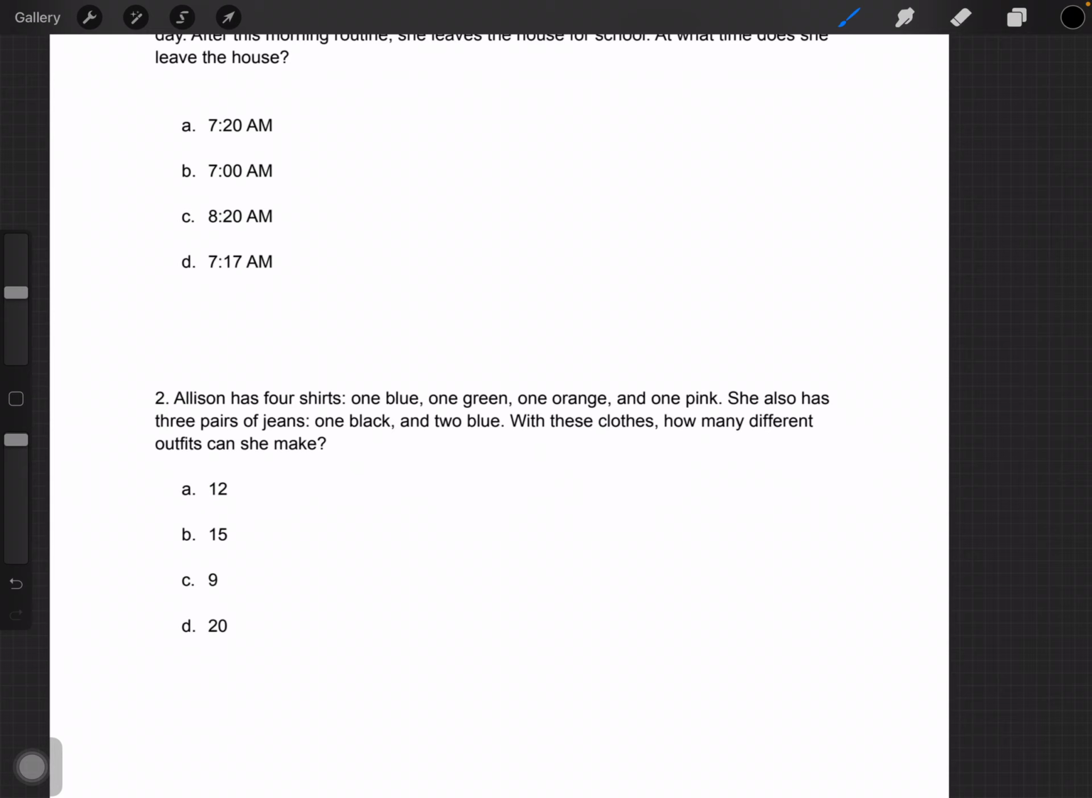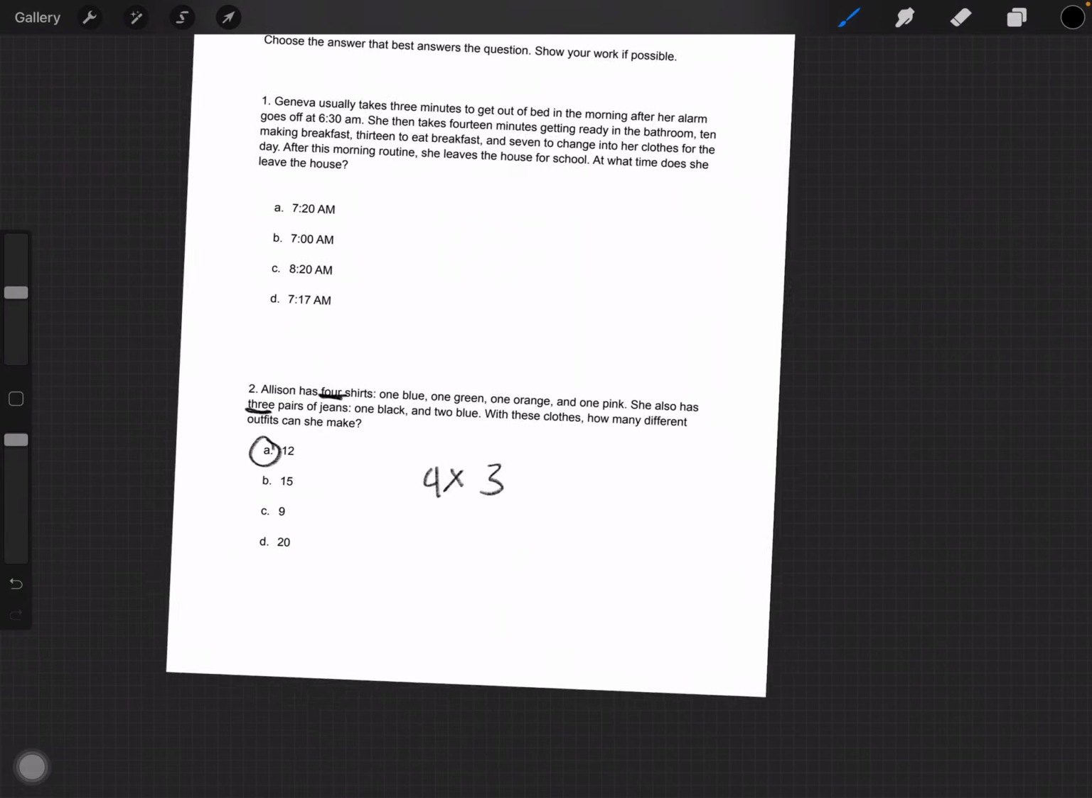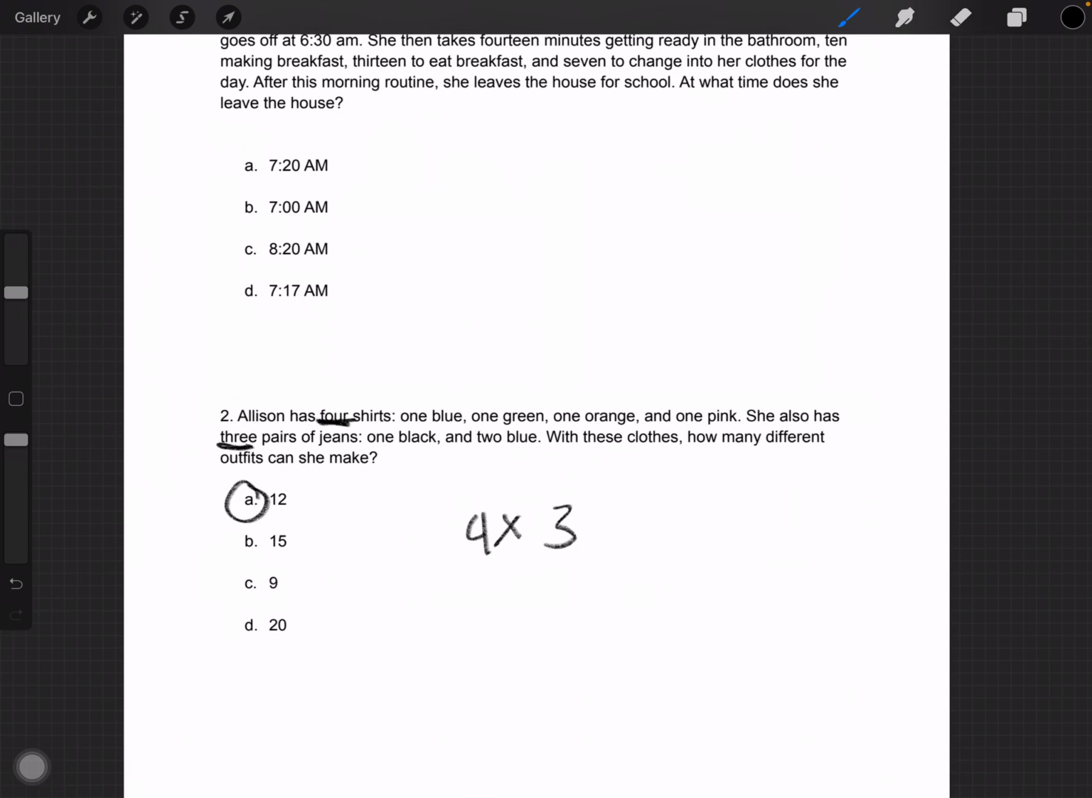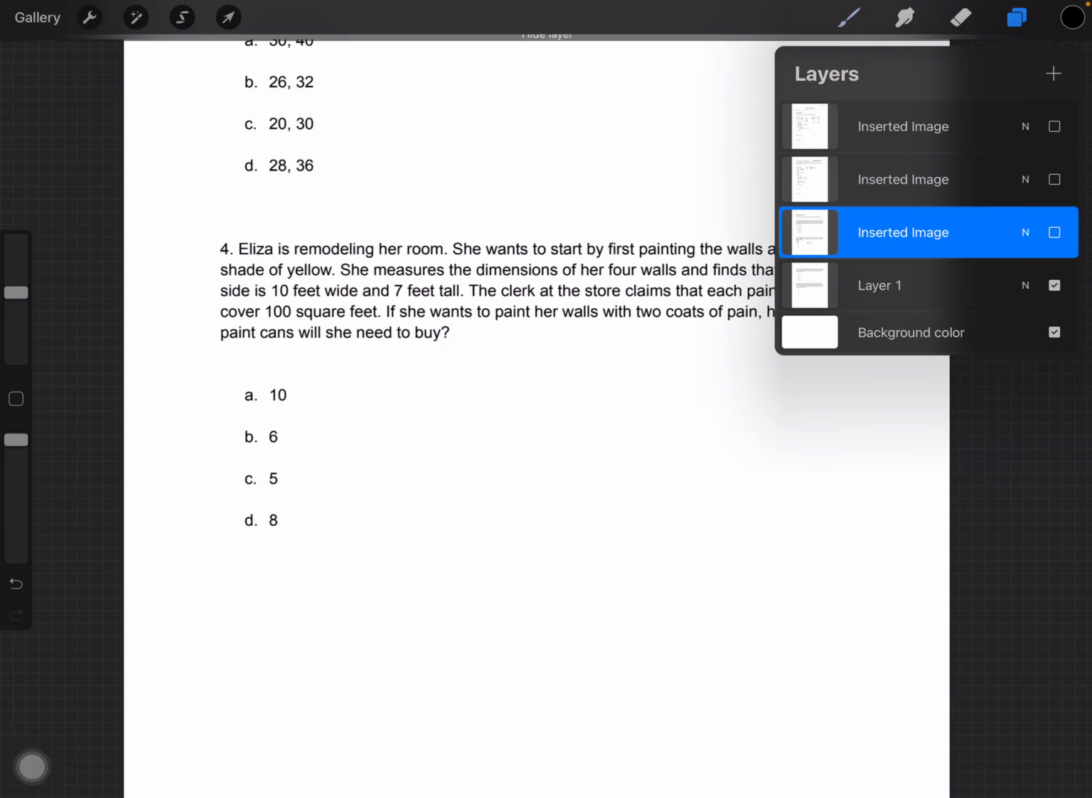Allison has 4 shirts of different colors. She also has 3 pairs of jeans. With these clothes, how many different outfits can she make? So basically the rule for these kinds of questions is to just take the amount of each category and multiply them together. So it'd be 4 times 3, which just gives you 12. Very simple. And if there's 3 categories, then you just multiply the amounts of the 3.